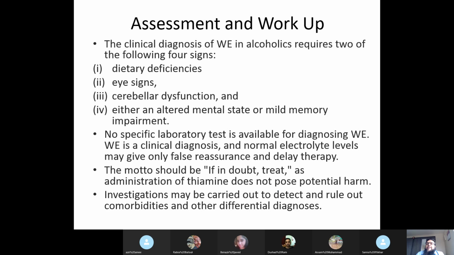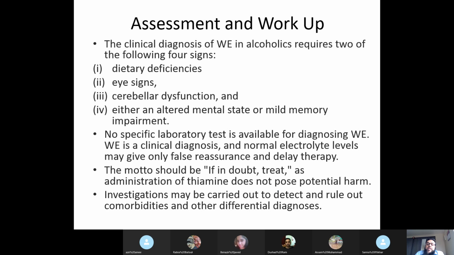For example, you will see macrocytosis in alcoholics due to vitamin B12 deficiency or anemia, or otherwise you can see macrocytosis, you can see deranged LFTs, but they will not tell you anything about Wernicke's encephalopathy. They will tell you about the comorbidities. So even if all the blood tests are normal and you are seeing Wernicke's encephalopathy, then the motto should be: if in doubt, treat.